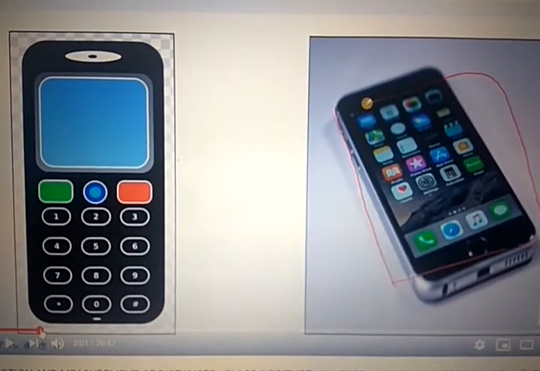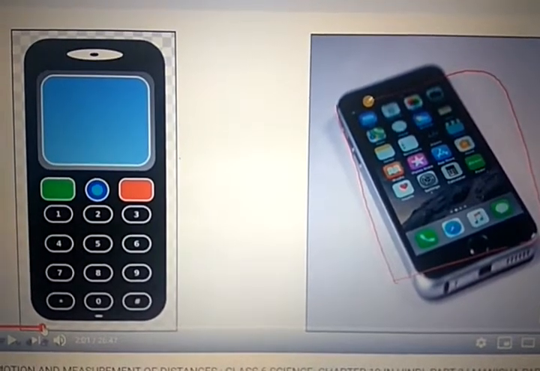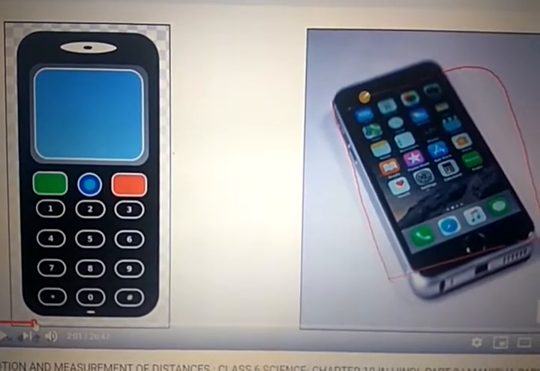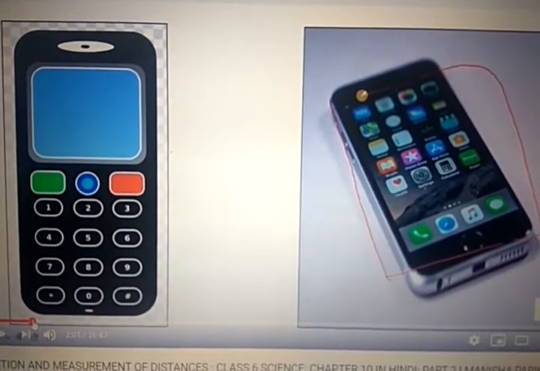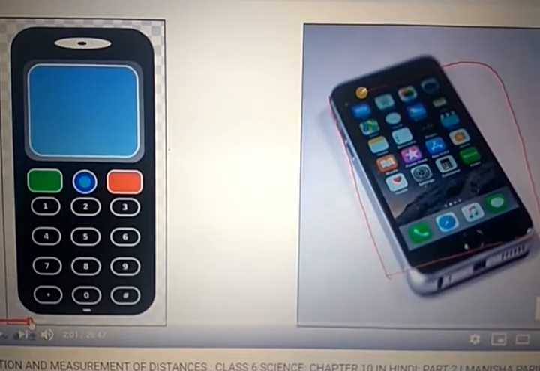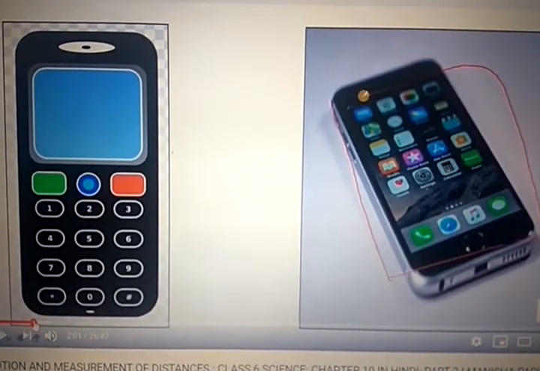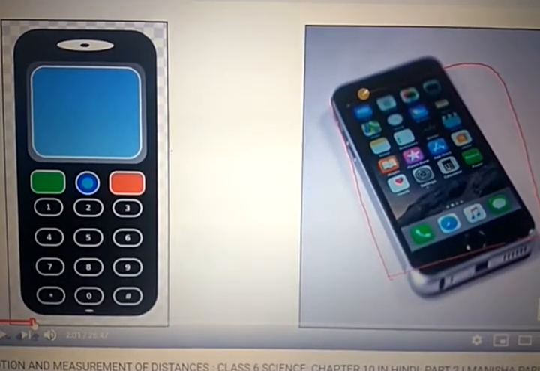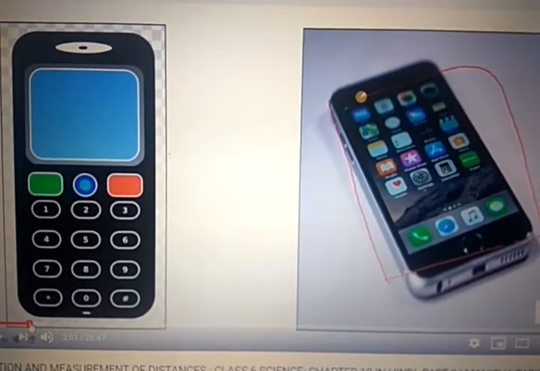Okay, when you go to the market and purchase a mobile, what do you have to see in that mobile? Generally people see the screen size. So if you want to measure the length of the screen size, you have to measure using a scale.